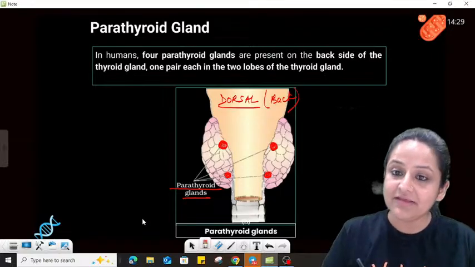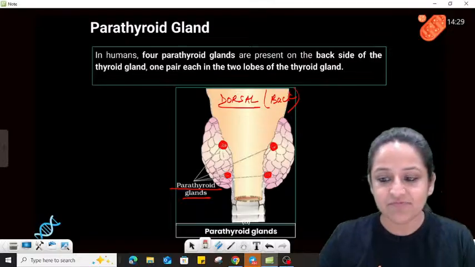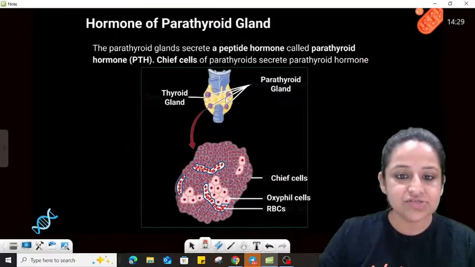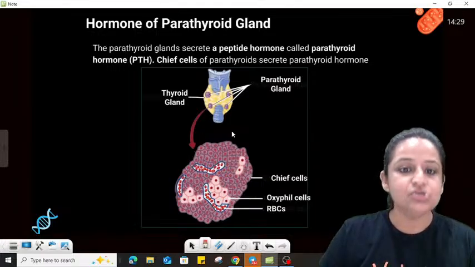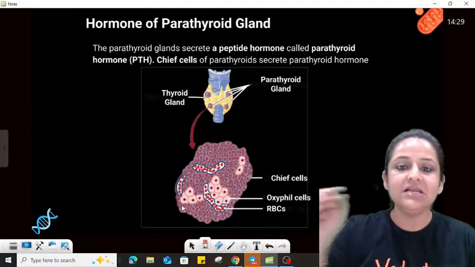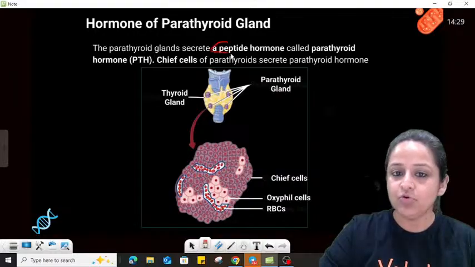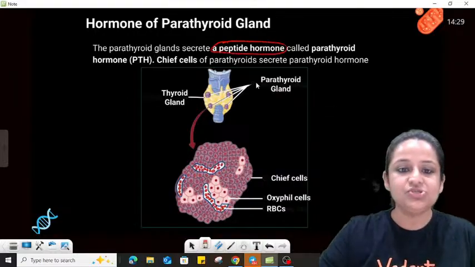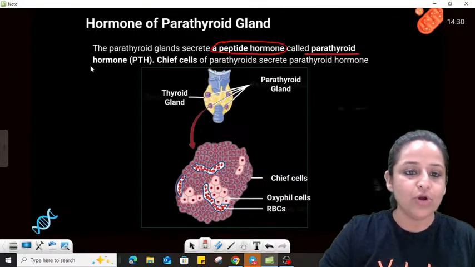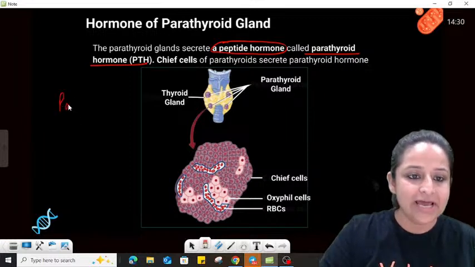And what do the cells of the parathyroid gland do? They have shown you a section over here. So these parathyroid glands release a type of peptide hormone, which is called parathyroid hormone, also called parathormone.